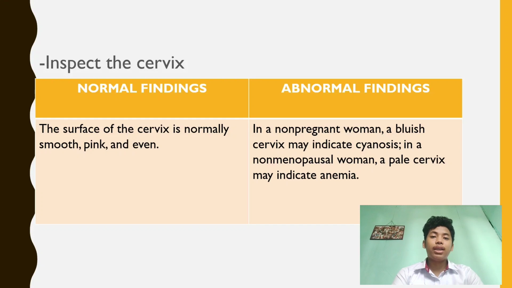For the abnormal findings, in a non-pregnant woman, a blue cervix may indicate cyanosis. In a non-menopausal woman, a pale cervix may indicate anemia. Redness may be from inflammation. Asymmetric redness, reddened areas, strawberry spots, and white patches are also abnormal. Cervical lesions may result from polyps, cancer, or infection. Cervical enlargement or projection into the vagina more than 3 centimeters may be from prolapse or tumor, and further evaluation is needed.